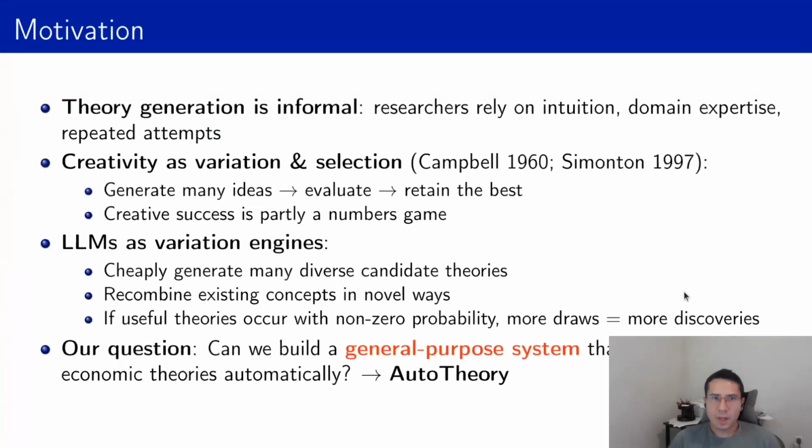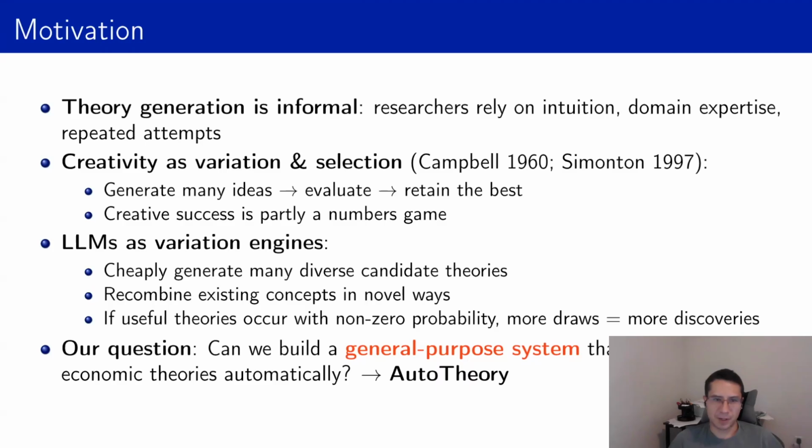So basically, the intuition is that theory generation, at least in economics, is kind of informal. Researchers rely on intuition, domain expertise, and repeated attempts. But we know from very old literature that creativity is also due to variation and selection. So, generate many ideas, evaluate and retain the best. And creative success is partly a numbers game.